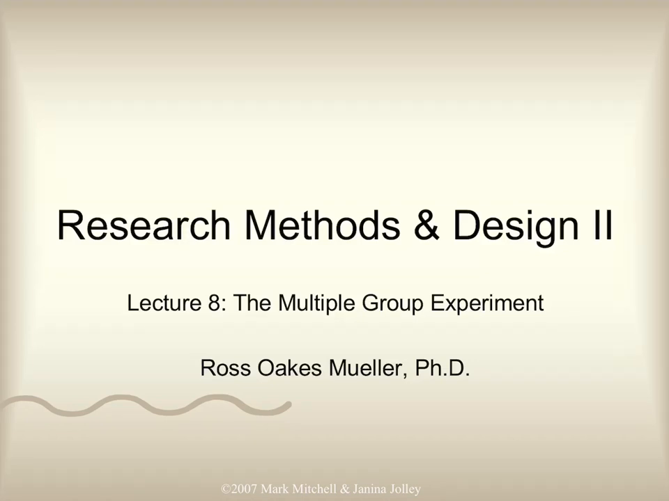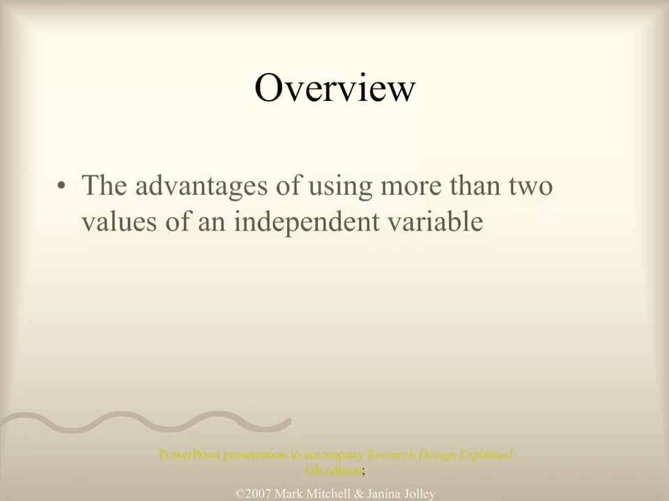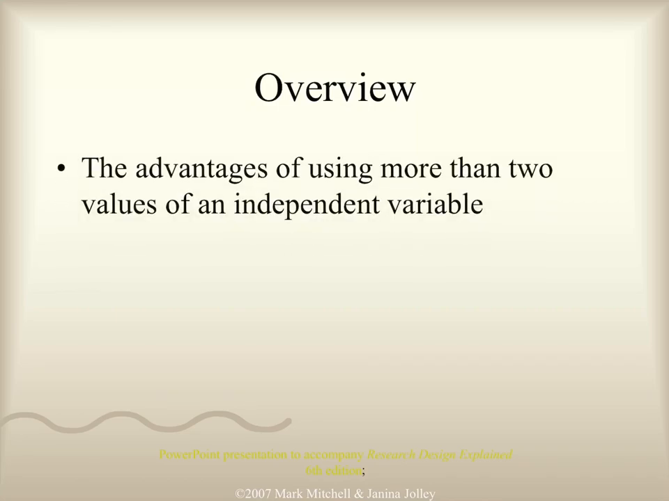All right, so in the last set of lectures, we talked about the simple experiment. And today we're going to expand on that a little bit and talk about the multiple group experiment. So in just a moment, we'll explain what that is. But as an overview for today, this first lecture, we're going to talk about the advantages of using more than two values of an independent variable. In other words, the advantages of a multiple group experiment over a simple experiment. So that's what this first lecture will be about.